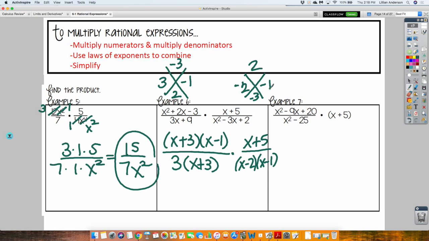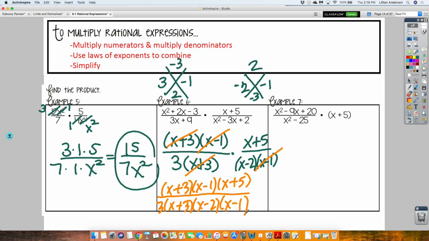Now, can any common factors cancel out? The x minus 1s can cancel out, and the x plus 3s. The reason they can cancel out that way is because everything's being multiplied across the board, multiplying across the top, multiplying across the bottom. If I wanted to, I could have written it like this. You don't have to write this. I'm just showing you what I could have written. That's why all those common terms are able to cancel out that way.